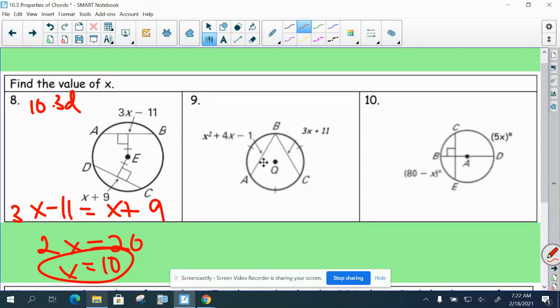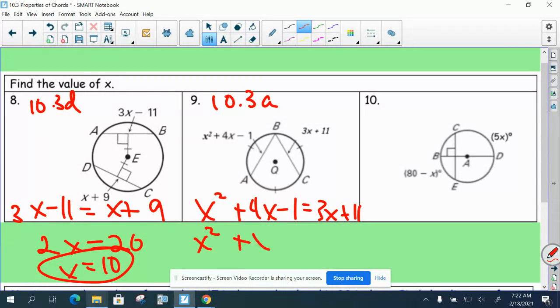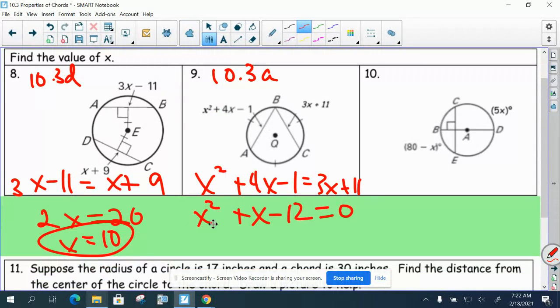All right, this one looks like it's 10.3a, because they're saying if the arcs are congruent, then the corresponding chords are congruent. So x squared plus 4x minus 1 equals 3x plus 11. We've got a quadratic equation on our hands. Let's subtract the 3x and the 11, and we would get x squared plus x minus 12. Right, and let's factor this.